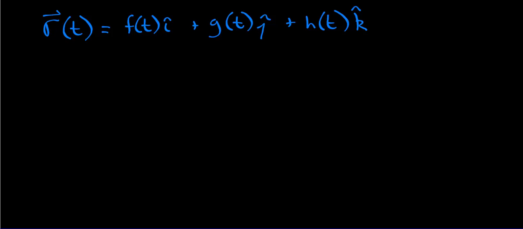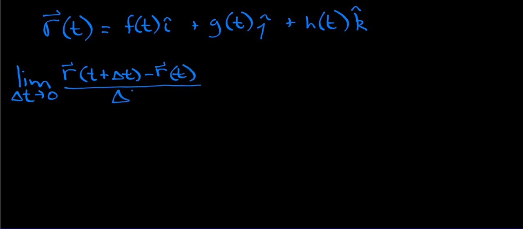Now, look, remember, the derivative is a limit. So we could say the limit as delta t goes to 0 of r of t plus delta t minus r of t, all over delta t. Remember, that's the definition of a derivative. So let's see if that is indeed us just taking the derivative of each component, the i component, the j, and the k. Well, let's see. So let's put this in and see what we get.